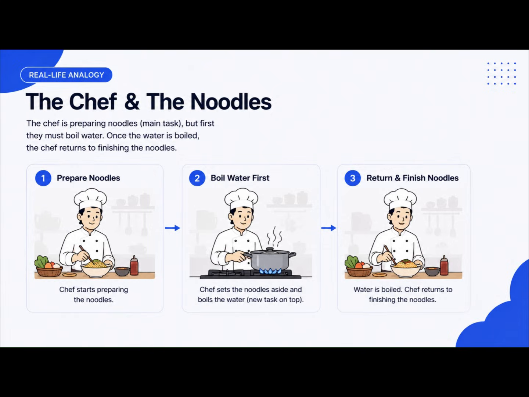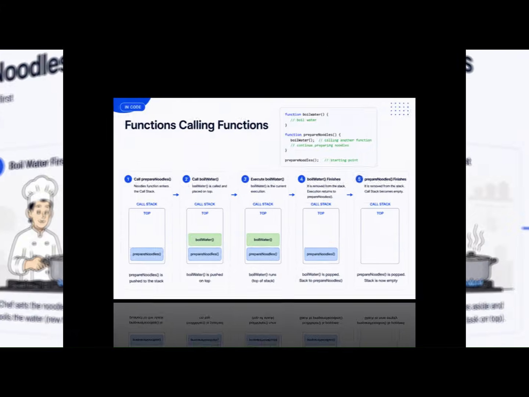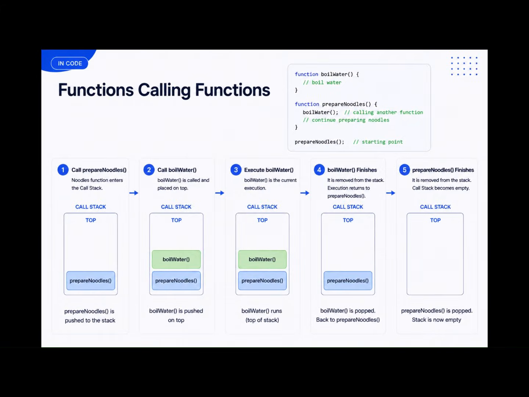Once the water is boiled, the task will be completed and the chef goes back to the earlier task, preparing the noodles. This is very similar to what happens inside the call stack. When we call a function that prepares noodles and inside it we call another function to boil water, JavaScript first starts executing the noodles function, so it enters the call stack. Then since that function calls the water boiling function, that one gets placed right on top of it on the stack and becomes the current execution.